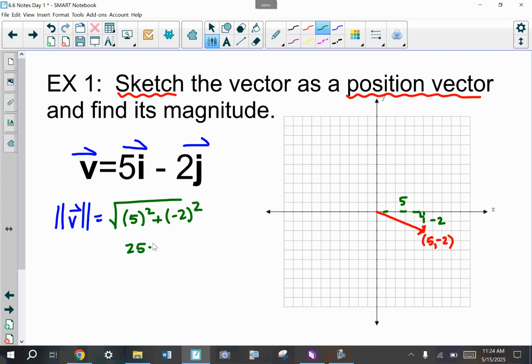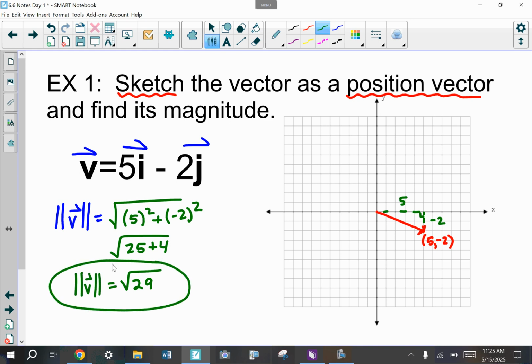So 25 plus 4 is 29. So we're going to say it's the square root of 29. We're going to try to simplify that if we can. Can you simplify the square root of 29 any? Nope. So the magnitude of our vector would just be the square root of 29. If it helps you to draw in the right triangle, you can do that. I'm going to take it off just because I want us to see what the vector would look like. Questions on that? The square root of 29, you should know, is a little bit more than 5. 5 point something gives us the square root of 29. But that's what we would have there.